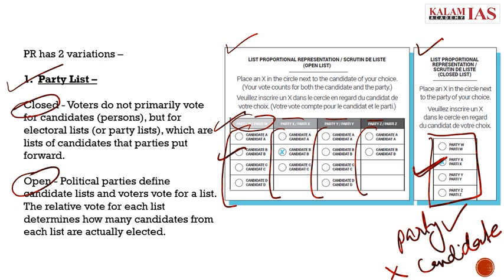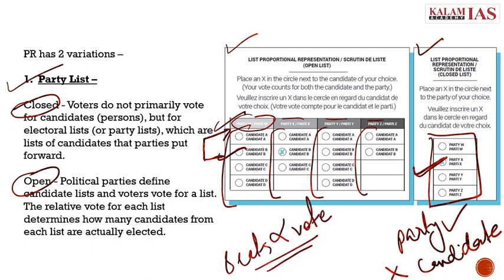And when we have to decide how many seats each party has won, we also count the vote of the candidate in the party vote itself. Okay. And then the party receives the seats in proportion to their overall share of the national vote. Party receives the seats in proportion to their overall vote.